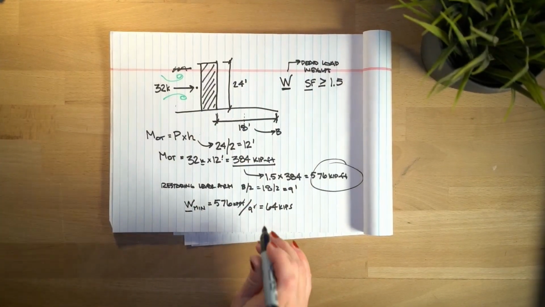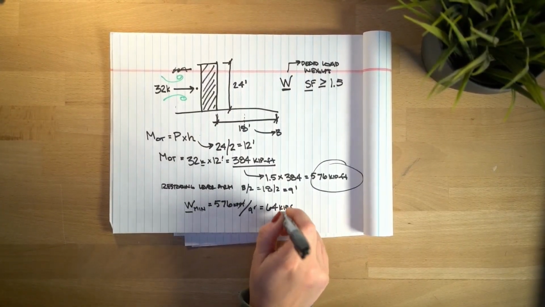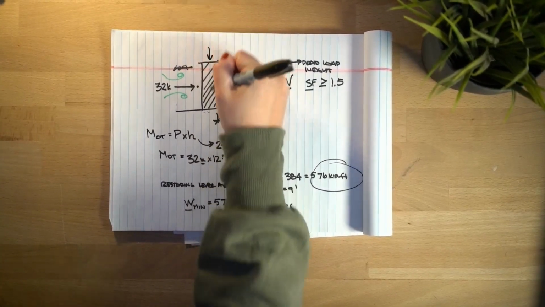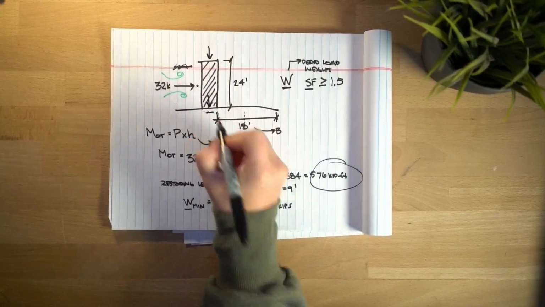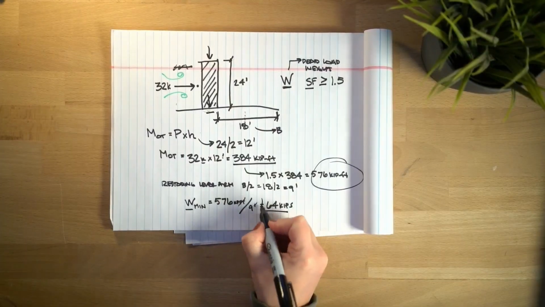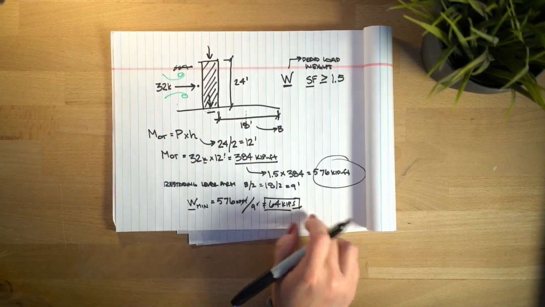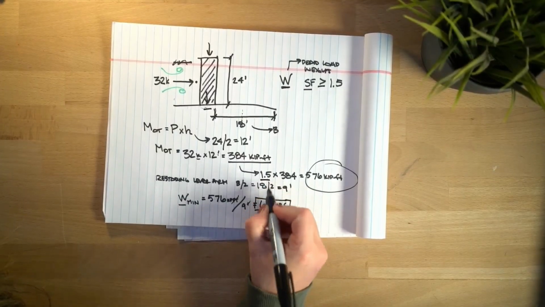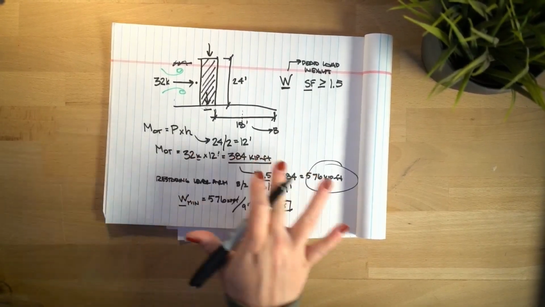So if the dead load acting upon this column is 64 kips or more, then you meet the safety factor, because you know that that safety factor is included and you're good. See, really not that complicated.